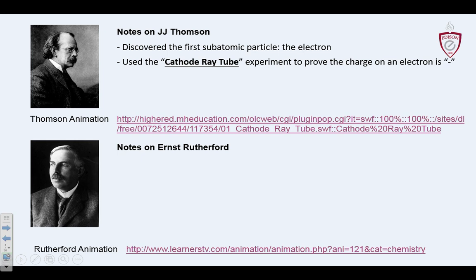He proved that the charge on an electron is negative, or he at least gave it the negative sign. And the first real, solid model of the atom that scientists could hop onto was made by him. It was called the plum pudding model. Or we like to sometimes call it the chocolate chip model.